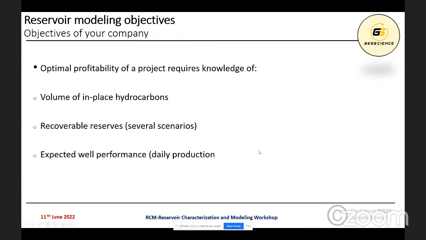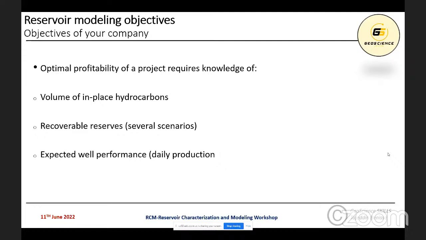So to obtain the optimal profitability of a project, there are key pieces of information that we need to acquire, which can be summarized as requiring the knowledge of three important factors.